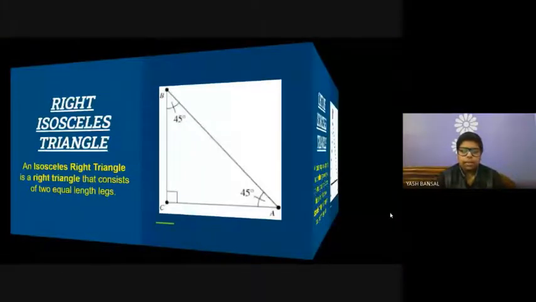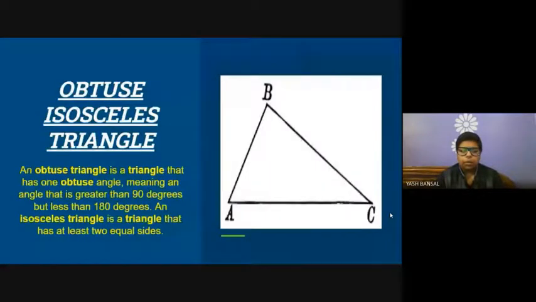Obtuse isosceles triangle. An obtuse isosceles triangle is a triangle that has one obtuse angle, meaning an angle greater than 90 degrees but less than 180 degrees. An isosceles triangle is a triangle that has at least two equal sides.